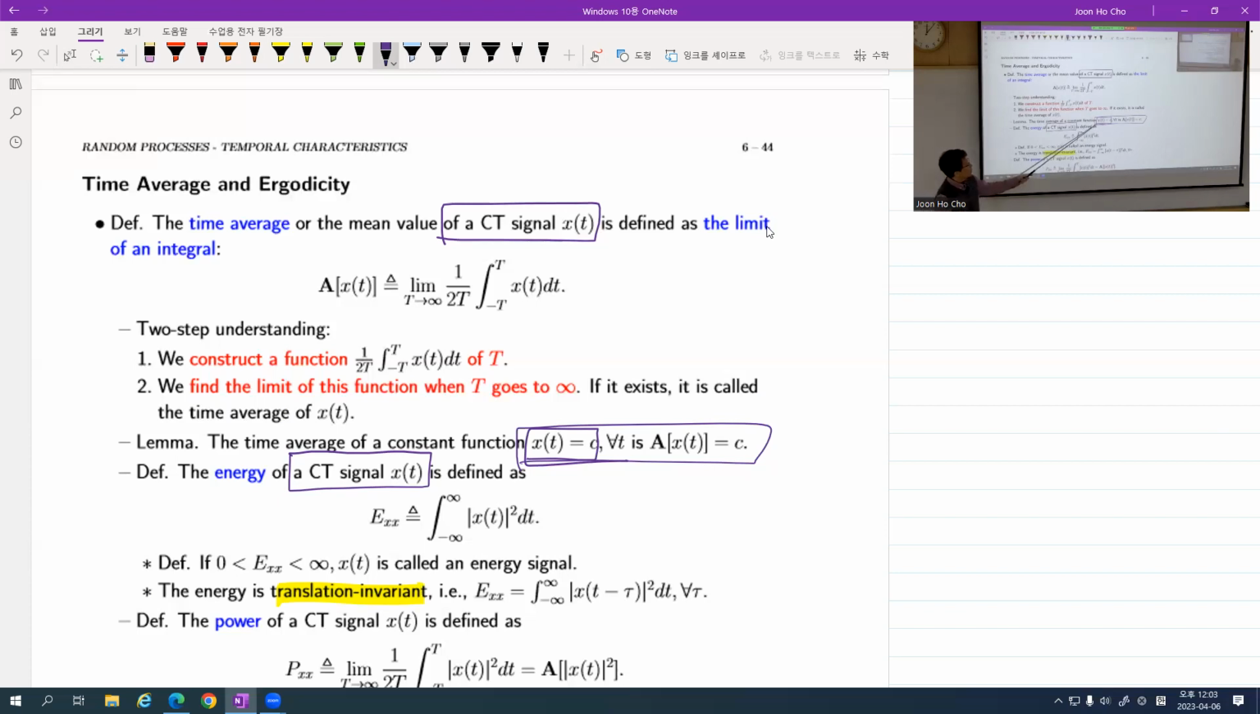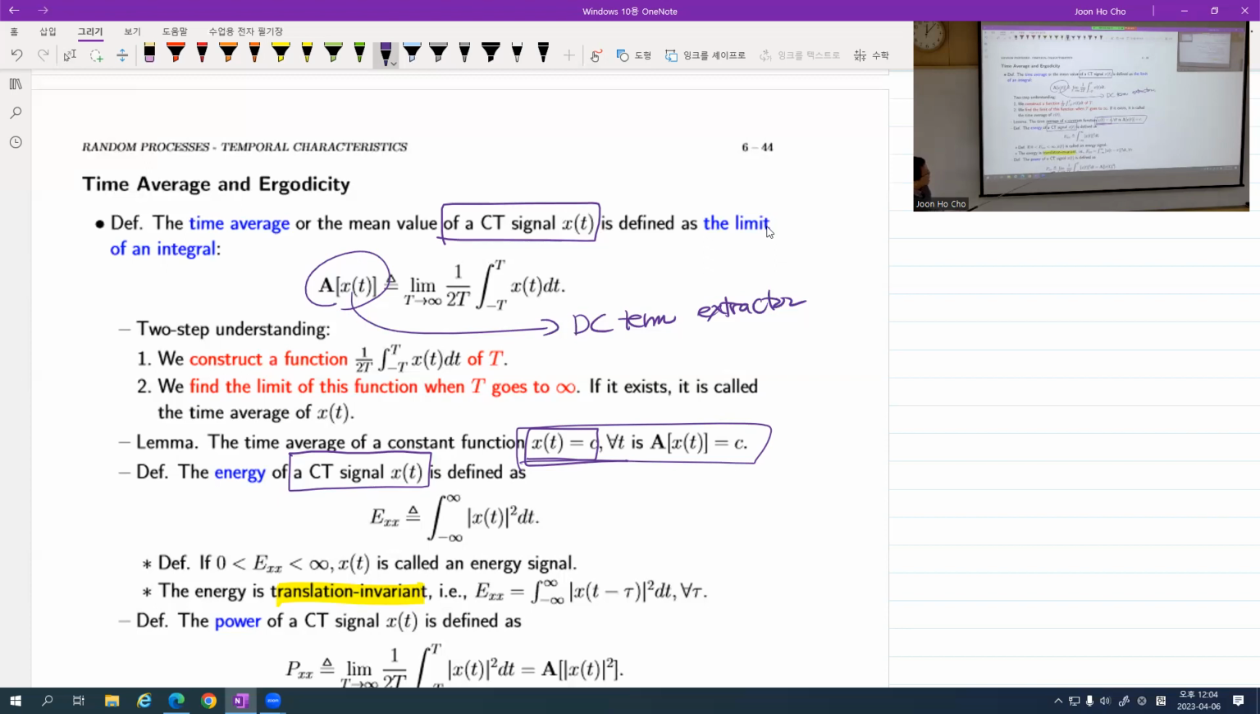So it's kind of an operator that extracts the so-called, as we say in electrical engineering, a DC term, right? So this is a DC term extractor. It extracts the DC component of x of t. You can interpret it like that. Got it?